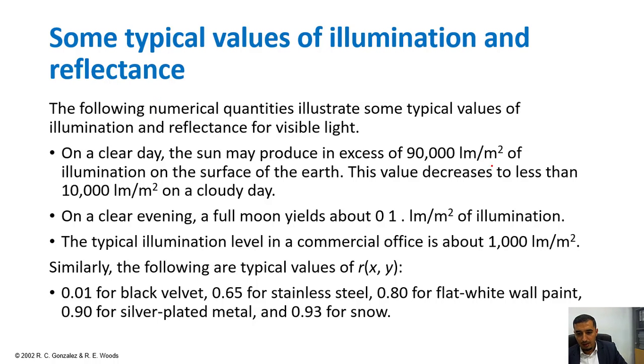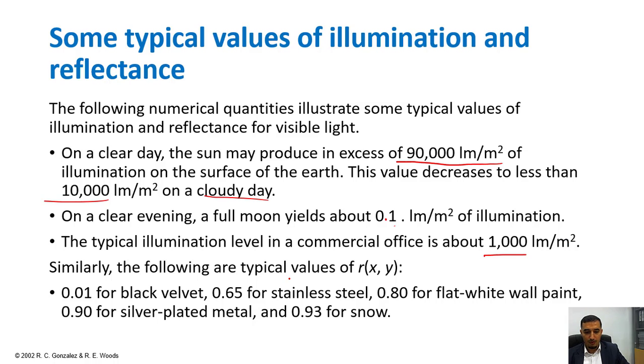On a normal day, the sunlight is 90,000 lumens per meter square. This is the illumination on the surface of the Earth from the sun. It decreases to around 10,000 on a cloudy day. In the evening, the moon yields around 0.1 lumens per meter square. In an office like this room I'm sitting in, it has around 1000 lumens per meter square.